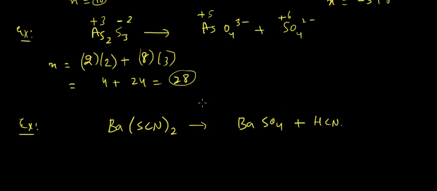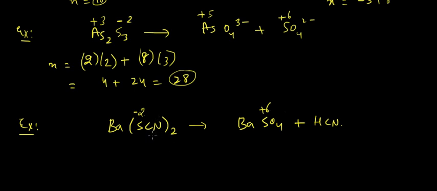What about SCN? For SCN we have something like SO4 here. So let's look at it like this. We have S in SCN going from the -2 state here to the +4 state here, +6 rather, the +6 state here.